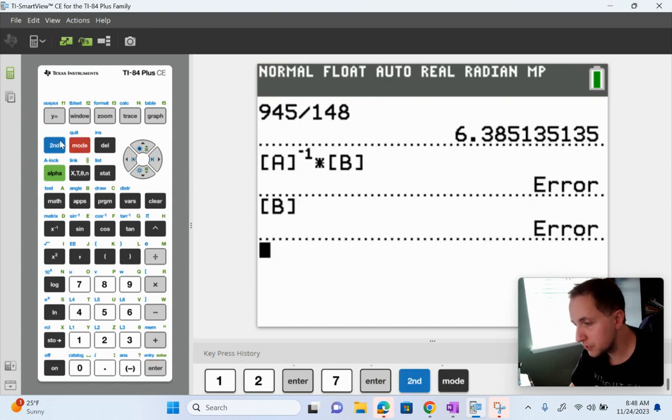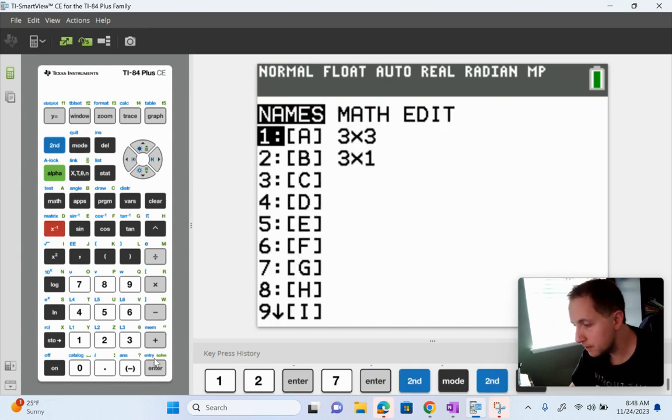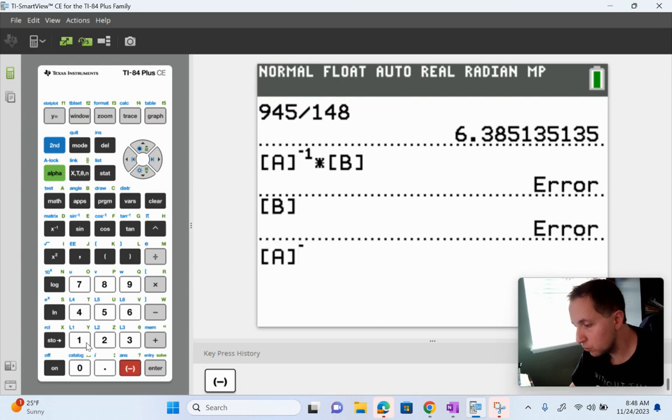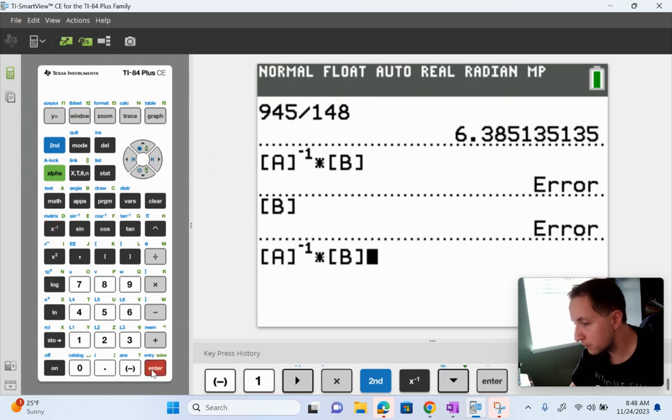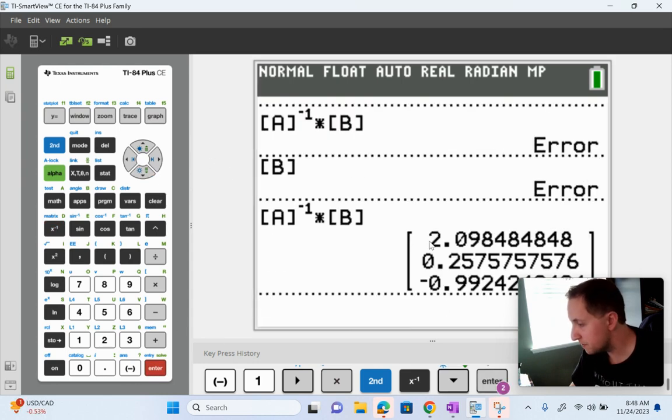So second mode gets you back to the home screen. Second x inverse, we want A to the power of -1. Hit the right arrow. Times, and then second x inverse, I'm going to multiply by B. Now it'll work. And that would give me my value of x would be 2.098.